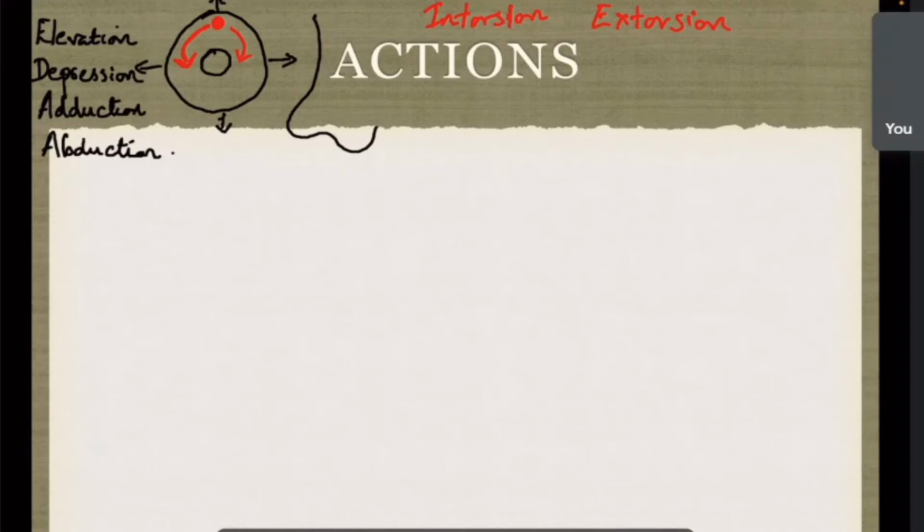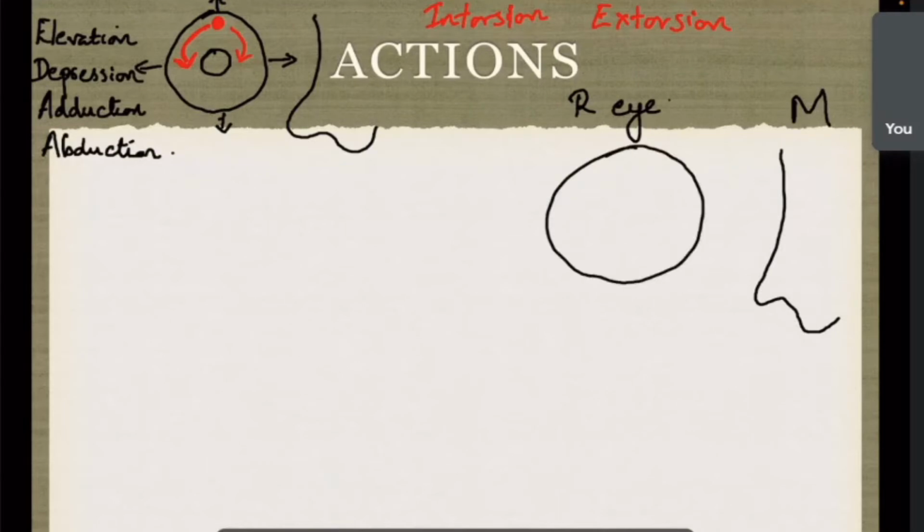So these are the 6 movements of the eyeball: elevation, depression, adduction, abduction, intorsion, extorsion. Now we have to see which muscles produce each movement. Again, we are talking with respect to one eyeball only. This is the right eye, and this is your nose, so this is the medial aspect and this is the lateral aspect. We are going to write the names of the muscles. This diagram is for you to remember the actions correctly. If the labeling of the diagram goes wrong, the actions will go wrong.